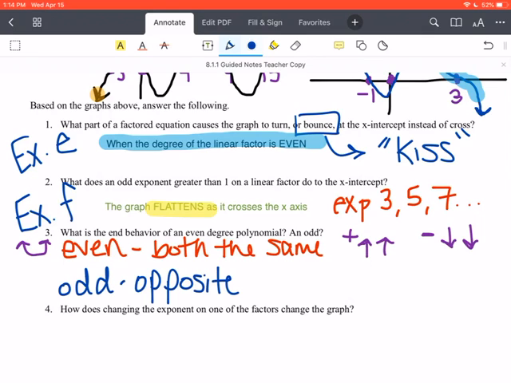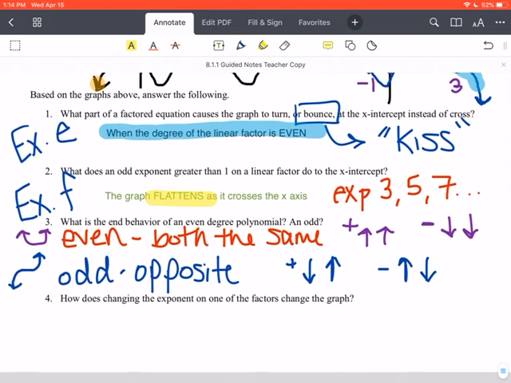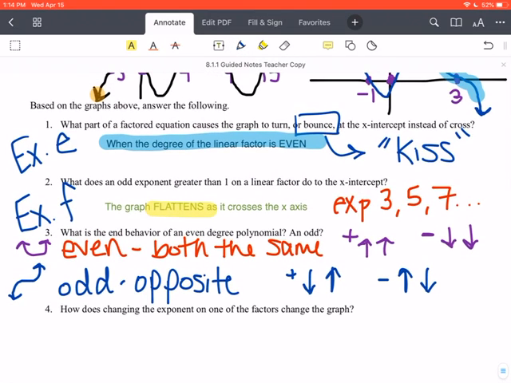And instead of just trying to blindly memorize this, I'm going to think back to my parent cubic function. So if we're positive, then the first arrow is going to be down, the second arrow is up. But if we're negative, the first arrow is going to be up, the second is going to be down, because we would have to flip. Okay, and then finally, our final key point is, how does changing the exponent on one of the factors change the graph?